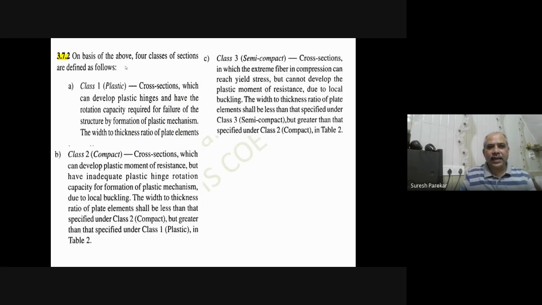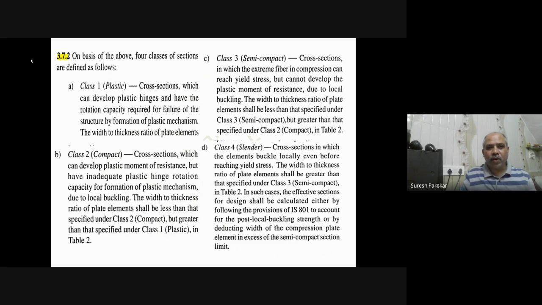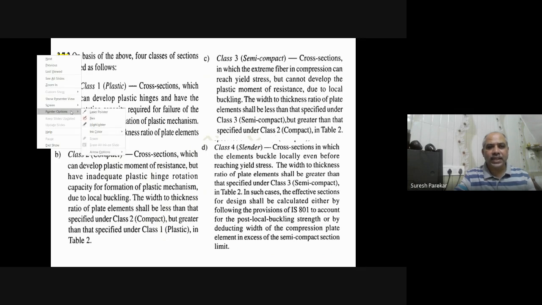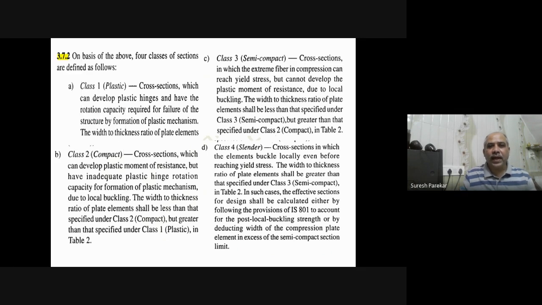And you can see here we have class 1, class 2, class 3, class 4, and these classes are as per table number 2, for the class of the section by using D by T, B by T. And if we have class 4, then we have to find out AE. For other classes we can take the gross area A equal to AE, except class 4.